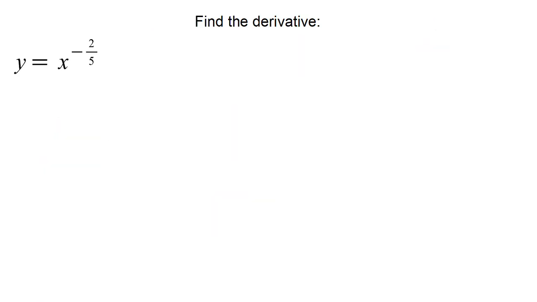Our next one here is just another nice, easy power rule. We know it's a power rule problem because we can see it's just x to some real number power. So that real number just gets thrown out in front. And then we drop our power by 1. So negative 2/5 minus 1 would be negative 7/5.